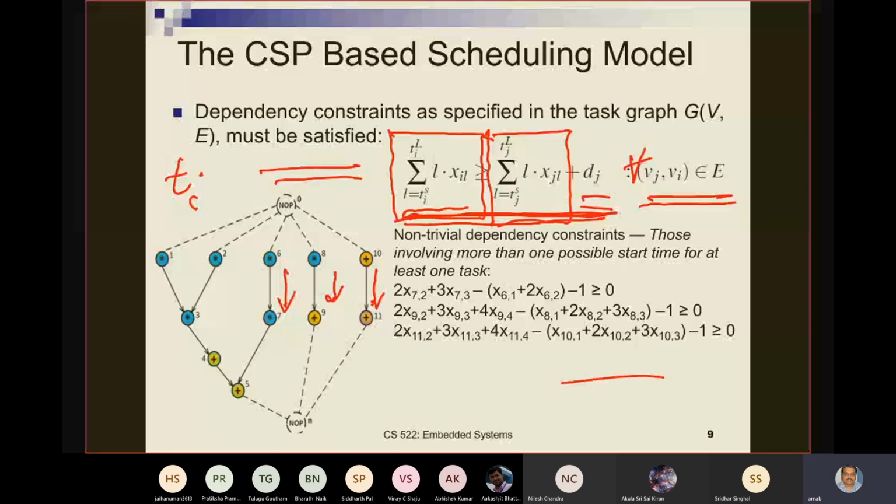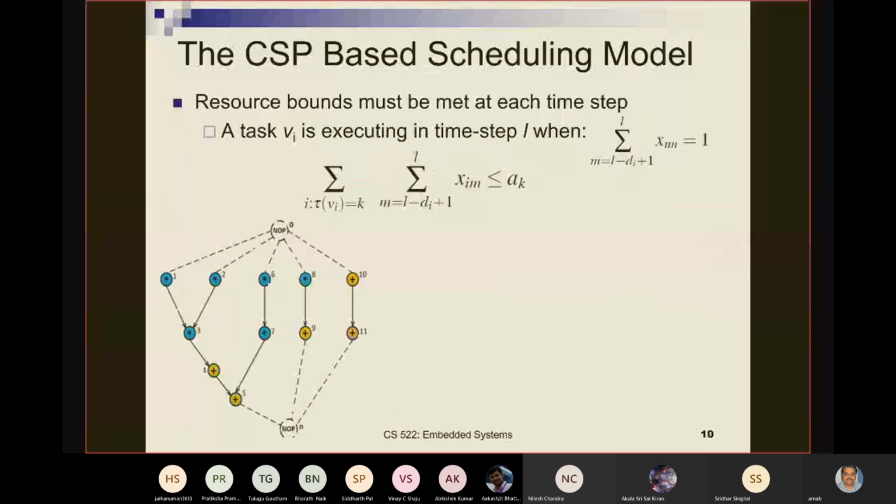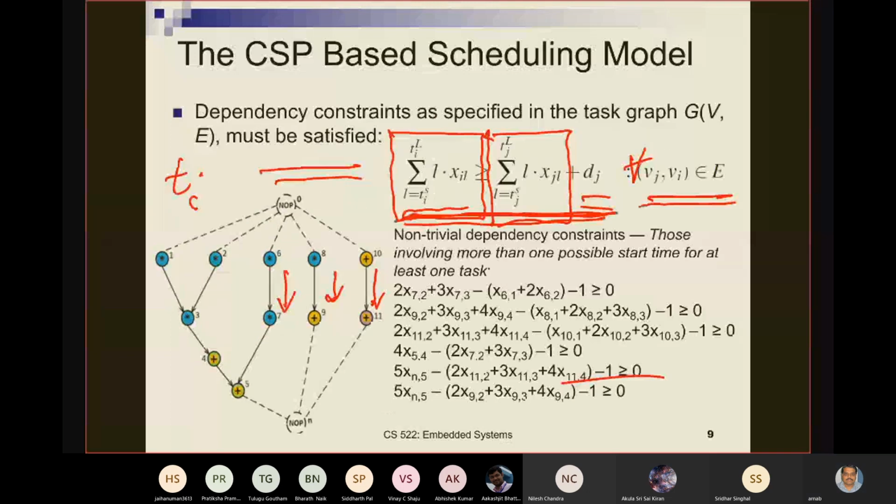These are the other constraints that we have. Any question? If you do not have any questions, then I will go to the next constraint. No questions, sir. Fine.